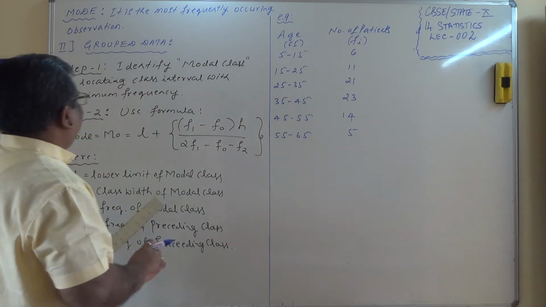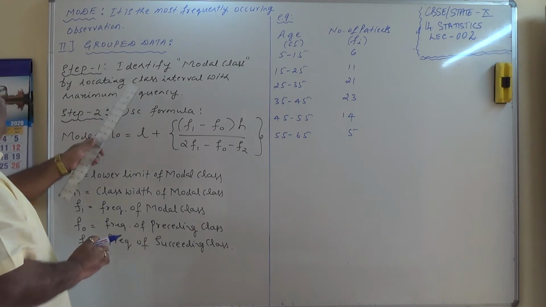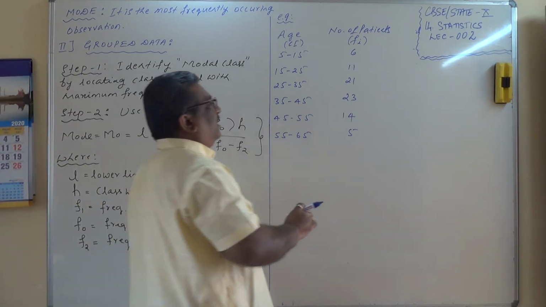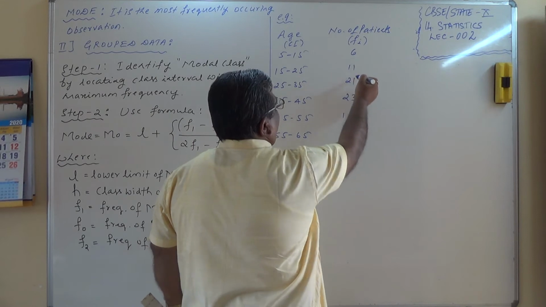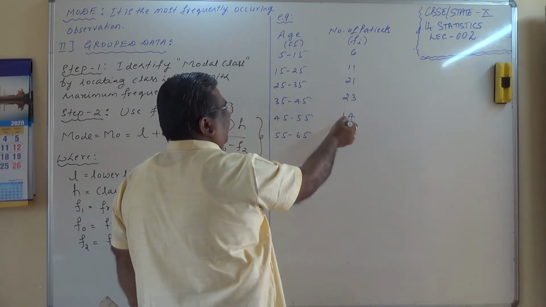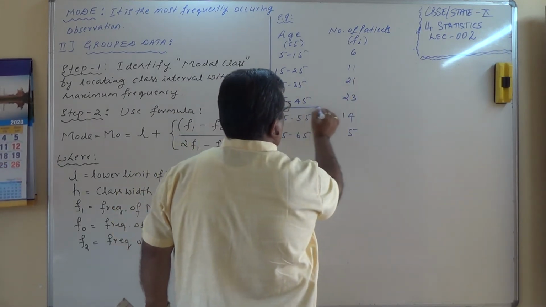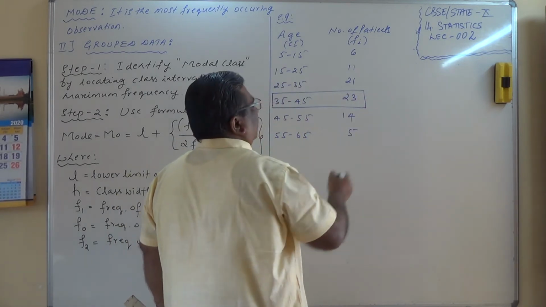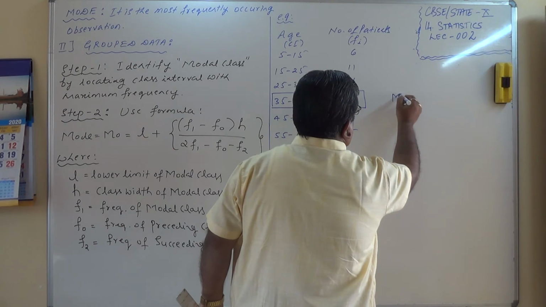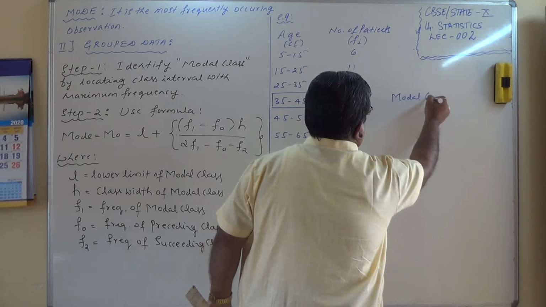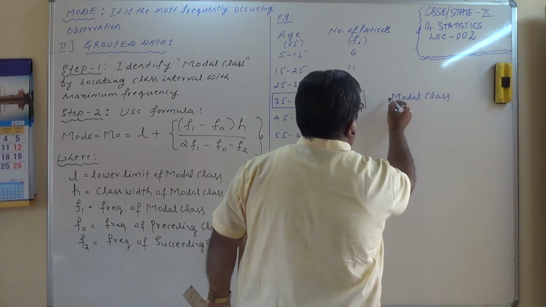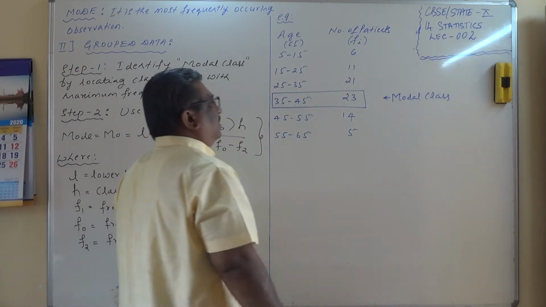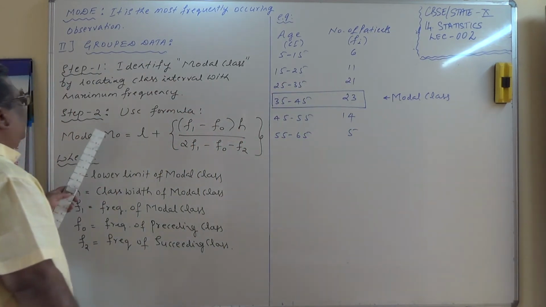So we'll go by the steps here. First one, identify the modal class. How to identify the modal class? 6, 11, 21, 23. The highest frequency is 23, and therefore I will mark this entire row as the modal class. Okay, we will write this here: modal class. You can highlight this also. It's the modal class. After that, use the formula.